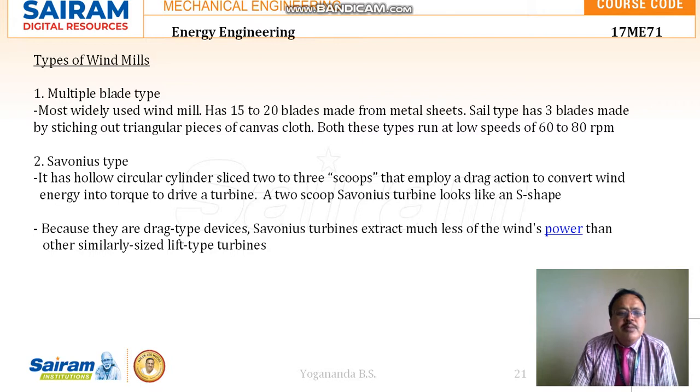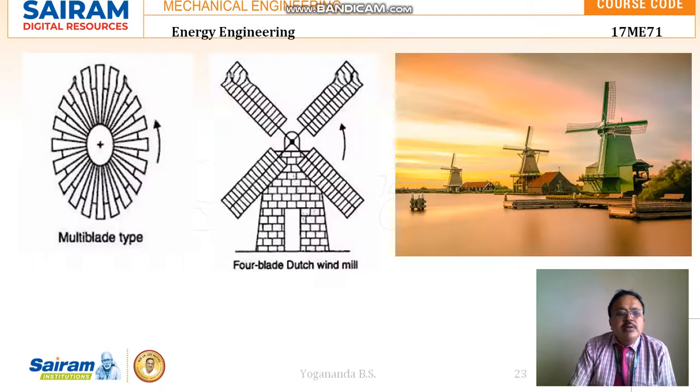So, multiple blade type. These are the most widely used windmills, having 15 to 20 blades made from metal sheets. So we have here the multi-blade type windmills, having 15 to 20 strips made from metal sheets.